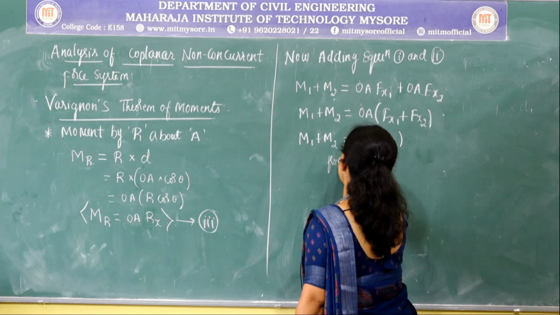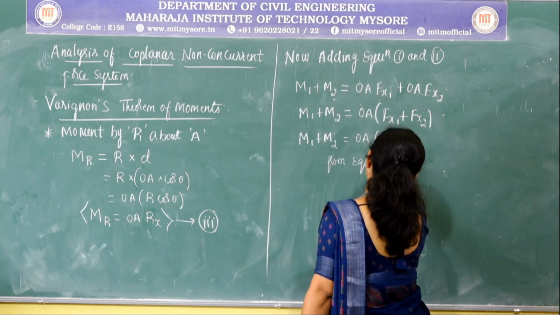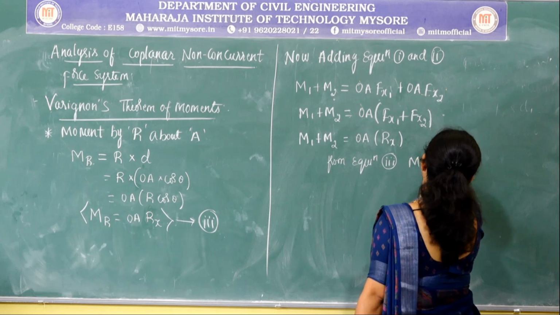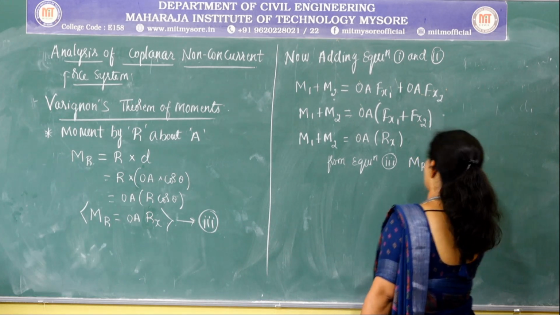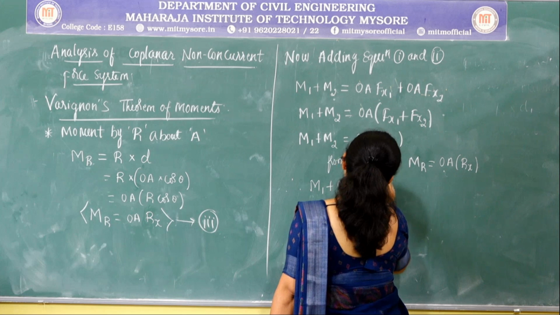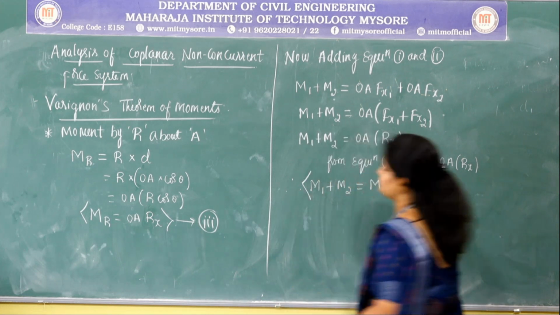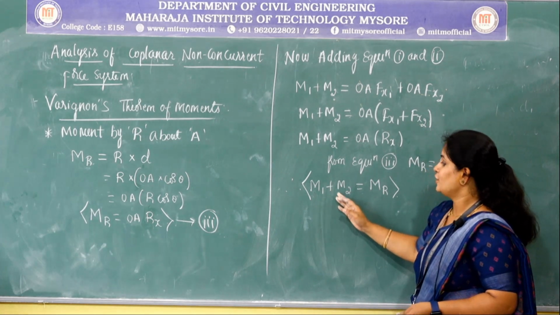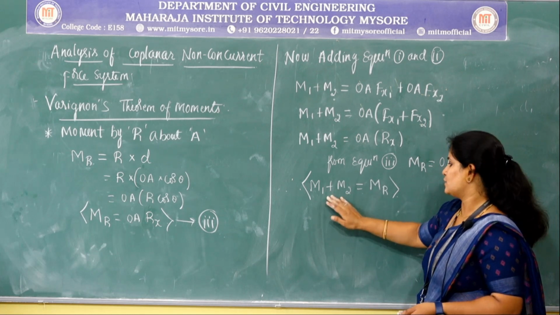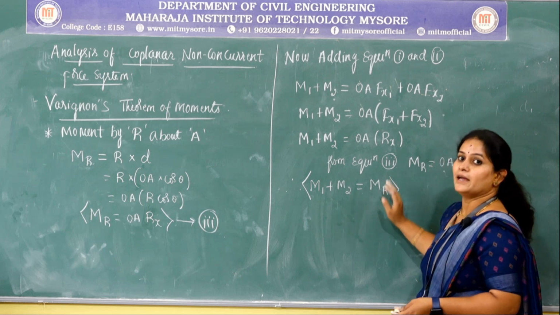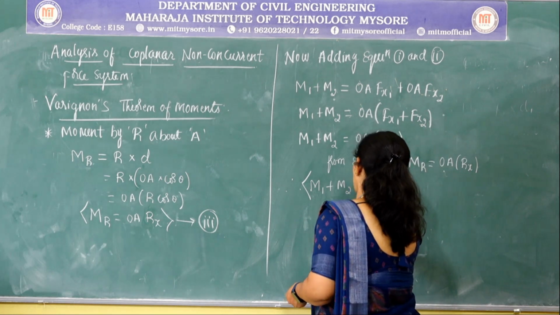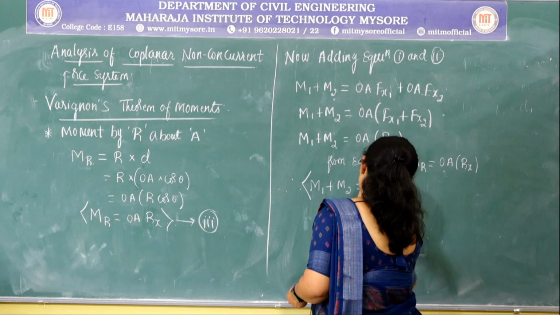So from equation 3, MR is equal to OA into Rx. Therefore M1 plus M2 is equal to MR. That means the algebraic sum of the moments produced by all the forces about any point is equal to the moment of the resultant about the same point. So this proves Varignon's theorem of moments.